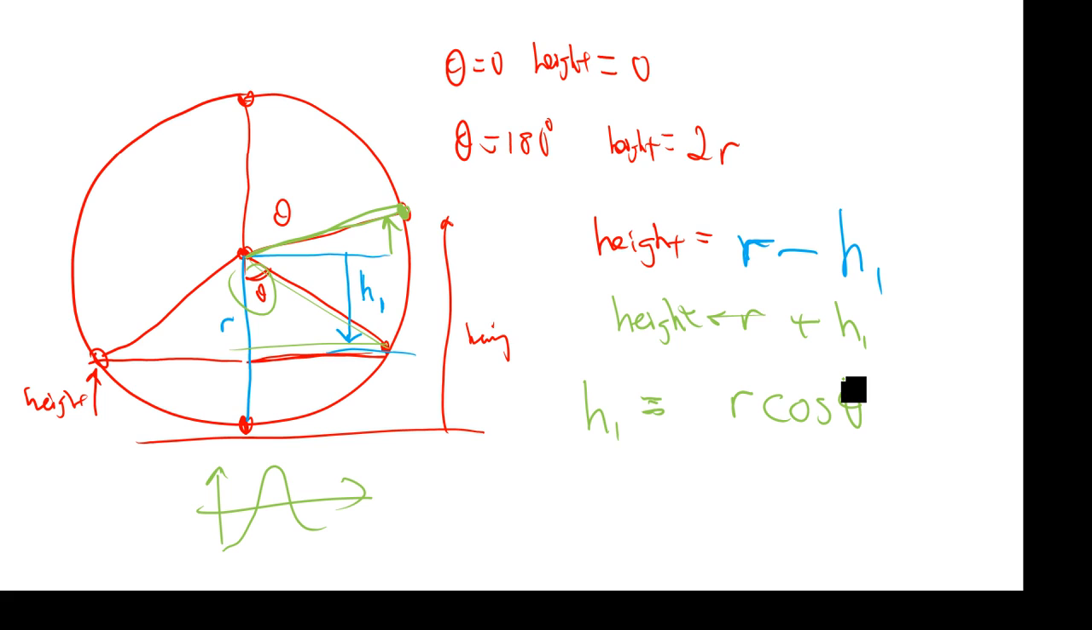But you must put a negative sign because when theta is 0, R is actually negative R. You can check. Theta equals to 0, cosine theta equals to 1. If you just put R cosine theta, your H1 is R, positive R. Then you get double the height, so you need to add a negative sign. Okay?